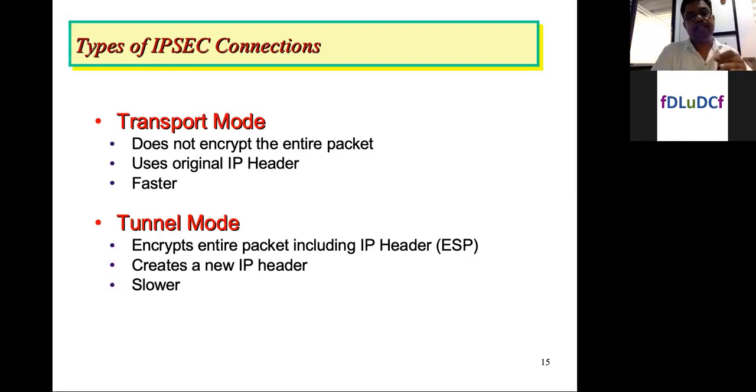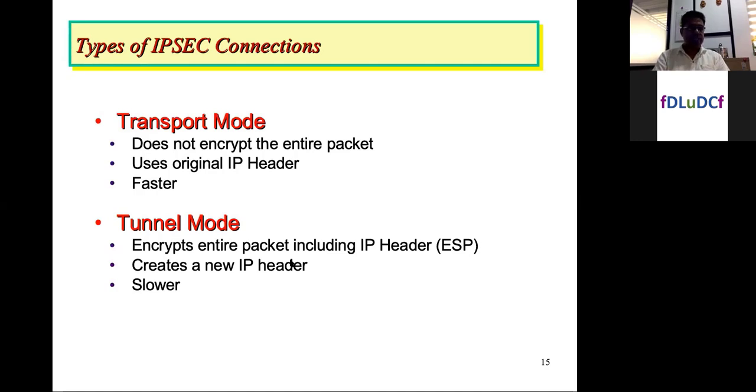Then when you use this IPsec configuration, we can mainly see two modes of operation. One mode is called the transport mode, the other mode is called the tunneling mode. Transport mode does not encrypt the entire IP packet. It only encrypts the IP data. Because of that, the original IP address is visible to intruders. However, since it's not encrypting the IP header, it is faster compared to the other mode.